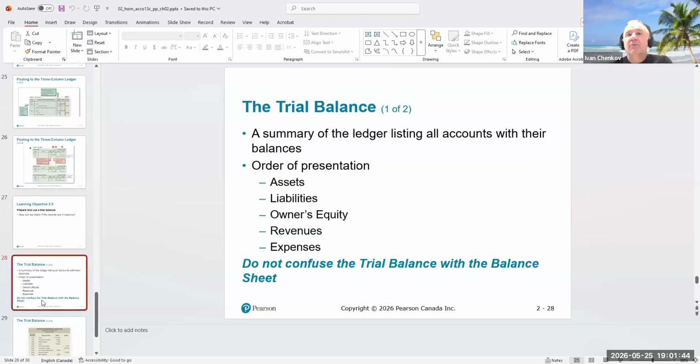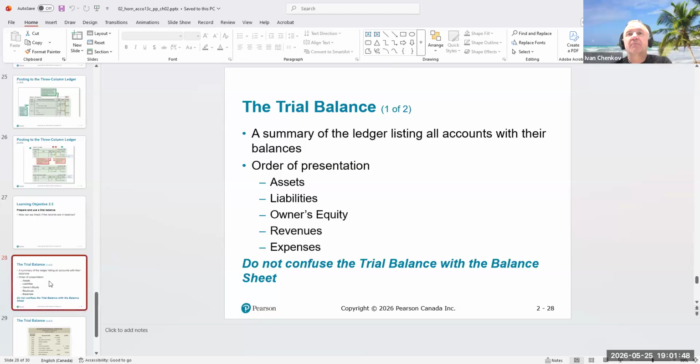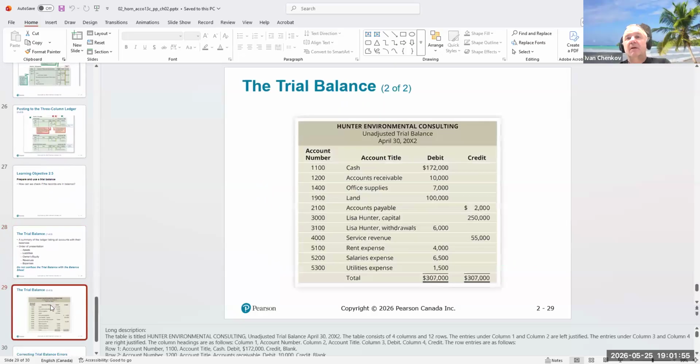Now, one thing to check, what we're going to do today, we're going to prepare this trial balance, and from the trial balance, we're going to prepare the statements, very simple statements. The trial balance is going to take a look at all the accounts with the balances under each account.